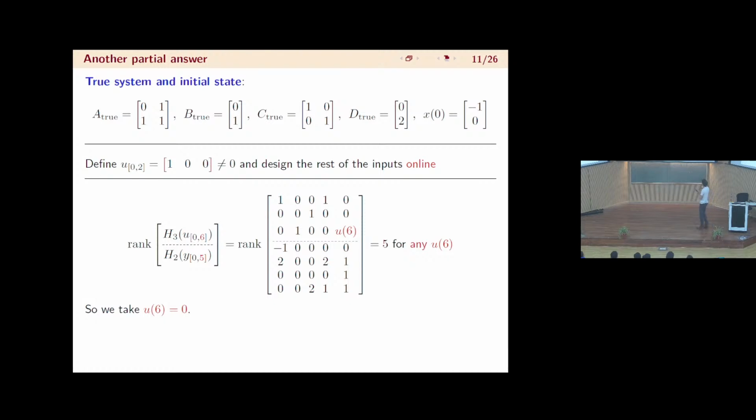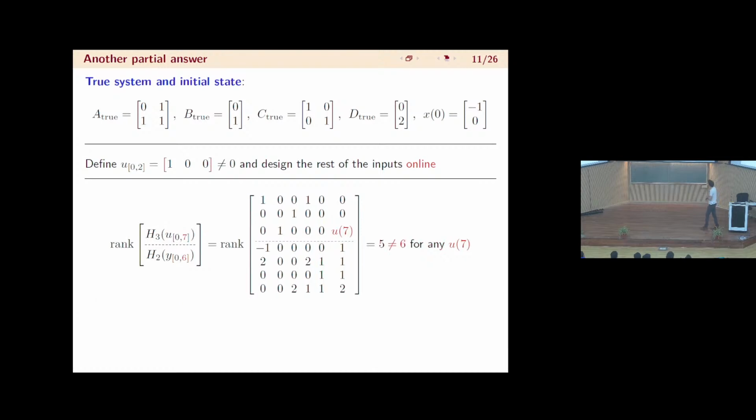Finally, 6th time step. Again, I can take U6 to be 0. Now something interesting happens. At time step 7, I see that no matter which input I apply to the system, the rank of this Hankel matrix will not increase. No matter which input I apply, I always get that this rank is 5. That is the moment where the stopping criterion is activated. So at that moment I stop my online procedure.